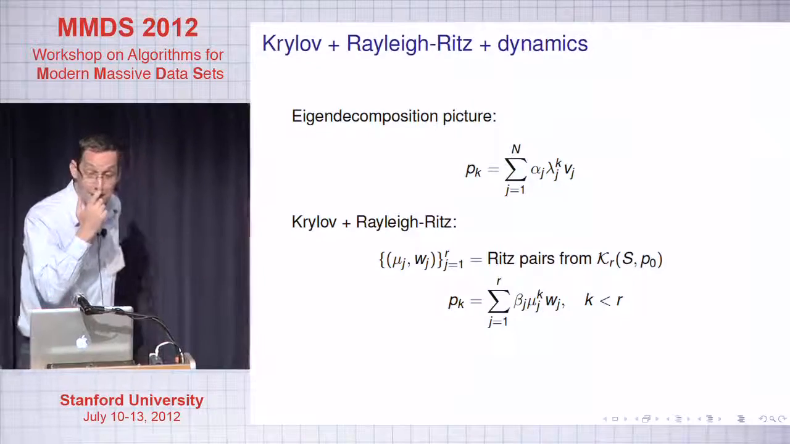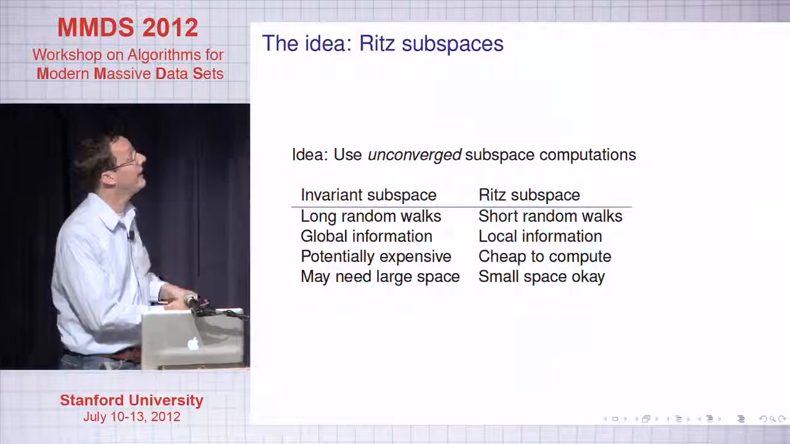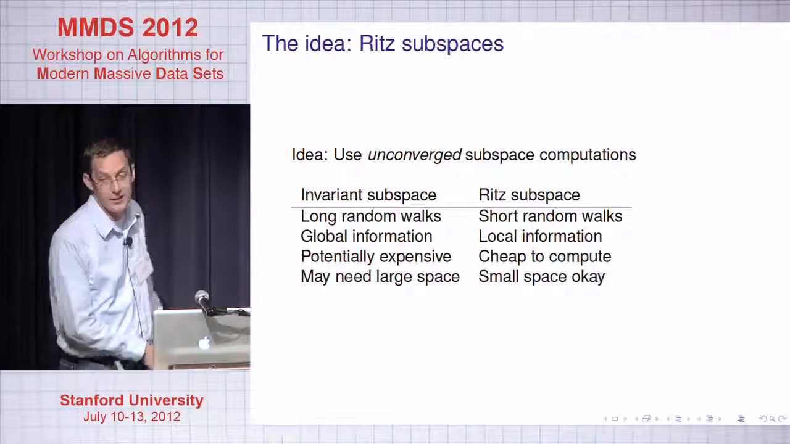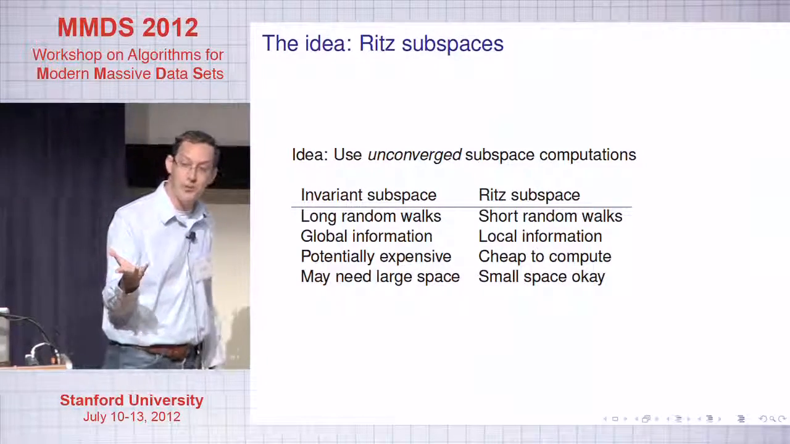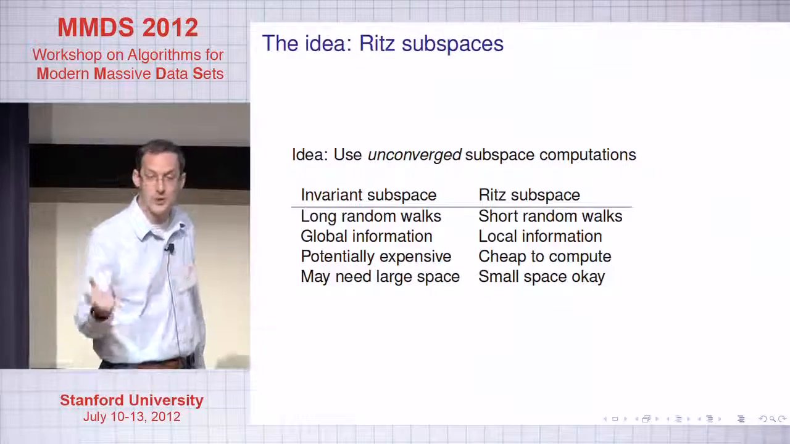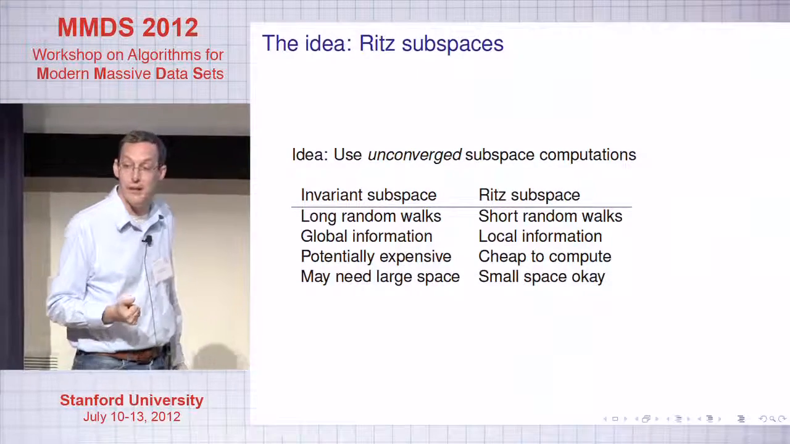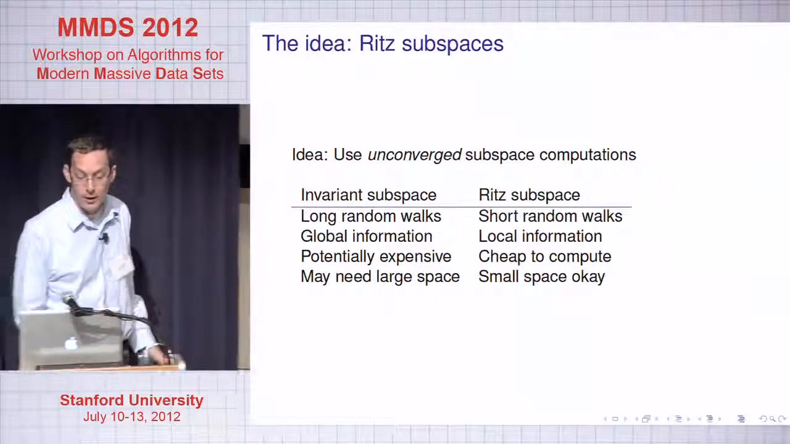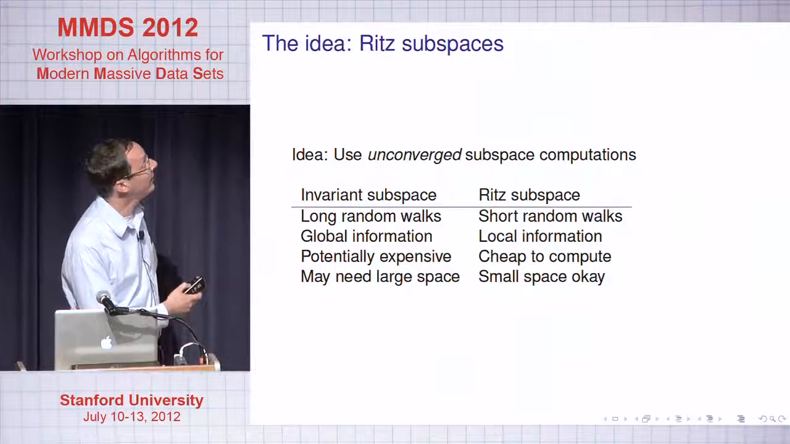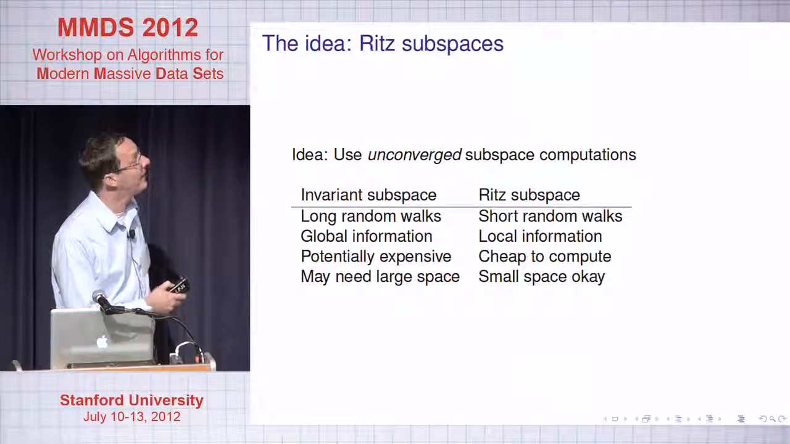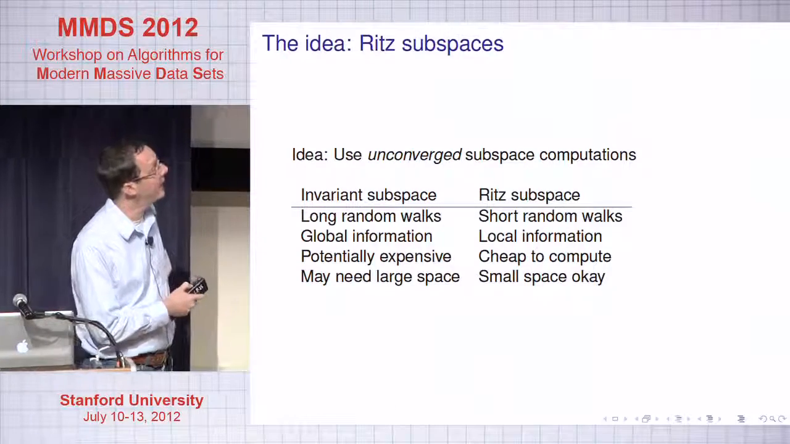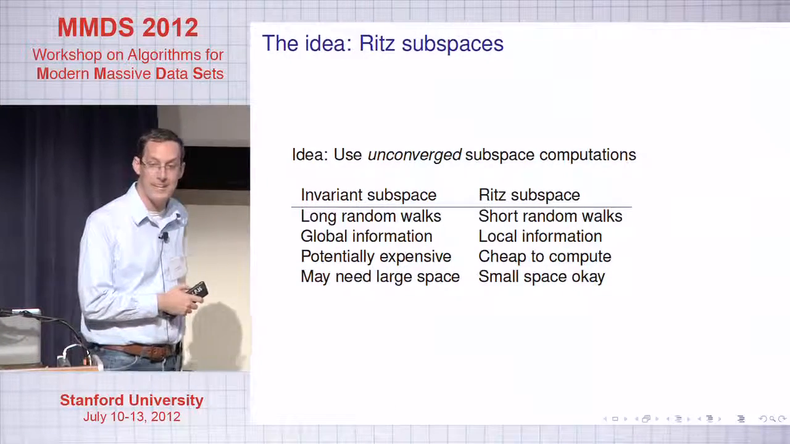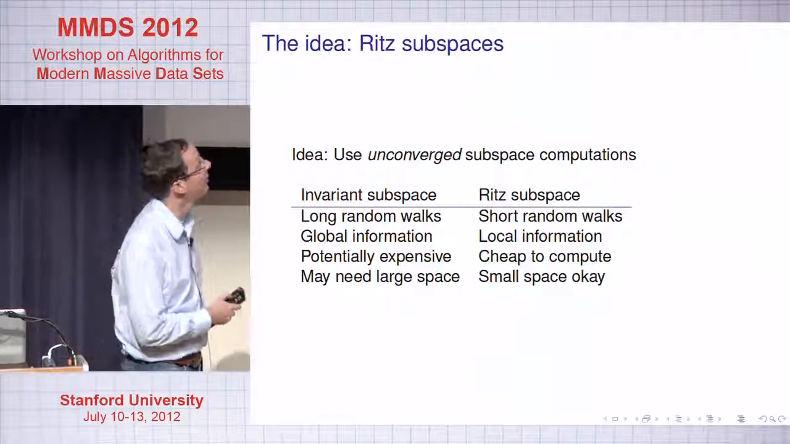Okay, so what's the idea here then? The idea is let's use unconverged subspace computations in order to try to get local structure, the same way that we use eigenvalues and eigenvectors in order to try to probe the global structure of a matrix. So what's the analysis? Invariant subspaces, well, the dominant eigenvectors tell me something about the dynamics of long random walks. This tells me something about the intermediate dynamics of shorter random walks.